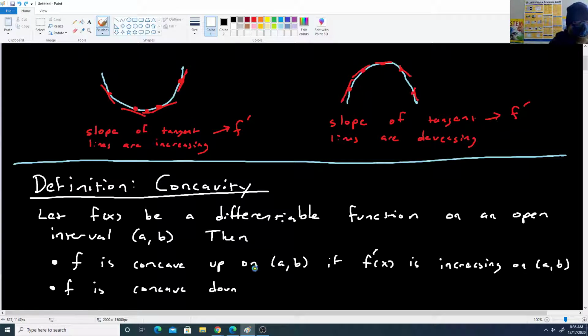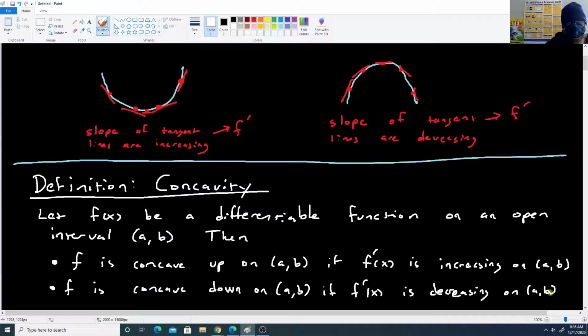On A to B, if f prime of x is decreasing on that interval A to B. Okay.